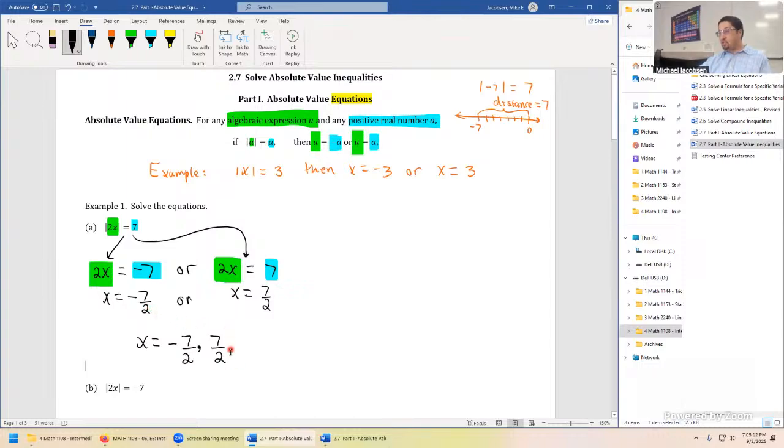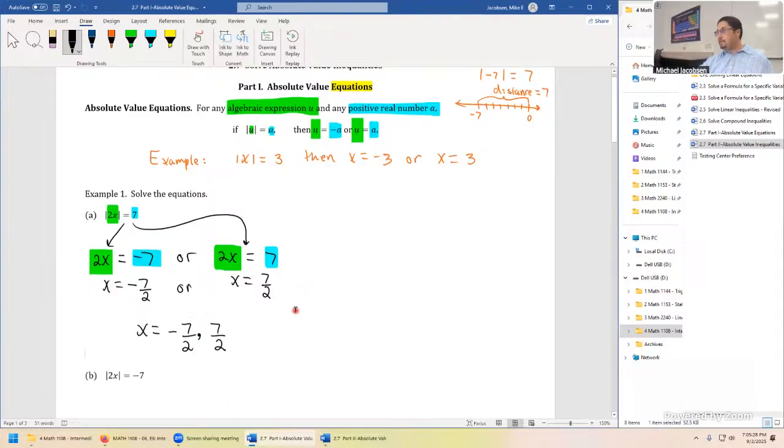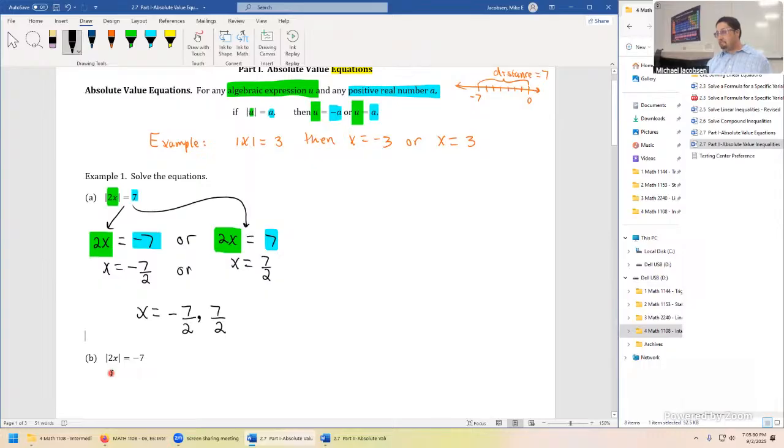I oftentimes write my solutions out like this, since that's usually the format you would put in the answers in the Newton homework system. It just makes the homework look a lot more familiar with the notes itself. We did it, folks. There's two solutions, -7/2 and 7/2. Part B is different, though. Notice it said for any algebraic expression u, so really anything goes inside that absolute value. But for a positive real number a, we have those two equations we solve.